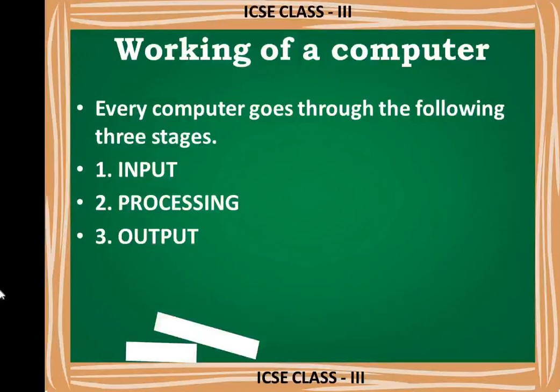Every computer goes through the following three stages. Every system, maybe a laptop or a desktop, whatever it is, goes through the following three stages: one is input, second is processing, and third is output. Now what is input, what is processing, and what is output? Let us see. So the first point is input.